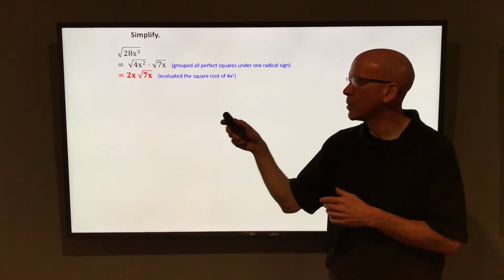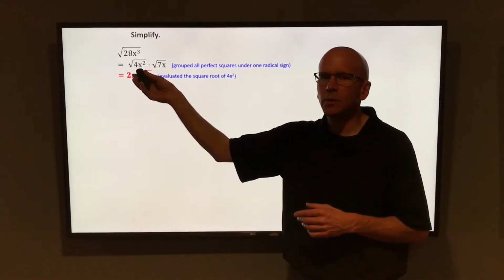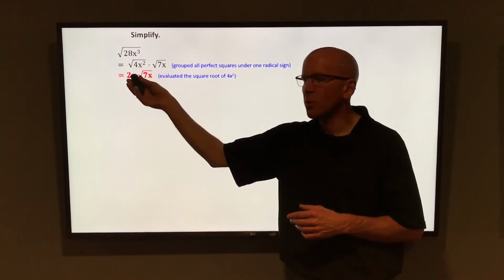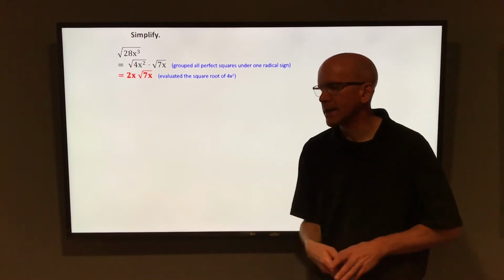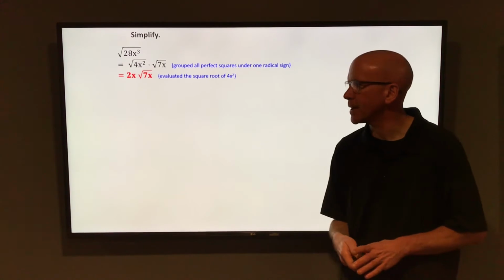Go back to that square root of 4x squared and simplify that. Square root of 4 is 2. And the square root of x squared, just divide the exponent by the root. 2 divided by 2 is 1. So that would be 2x to the first times the square root of 7x. So in simplest radical form, that is 2x times the square root of 7x.